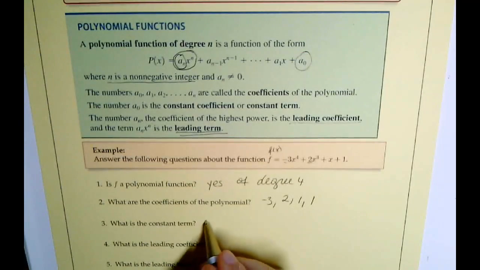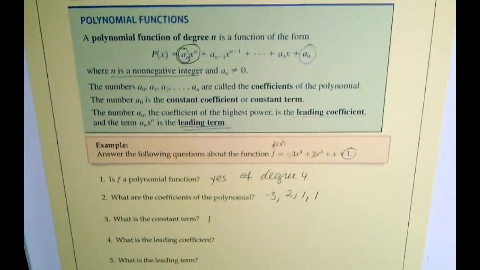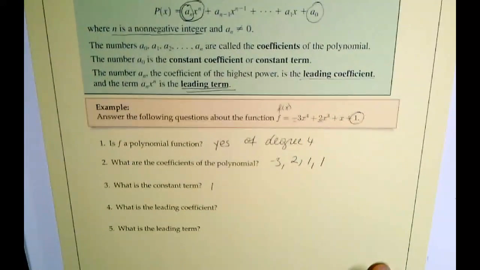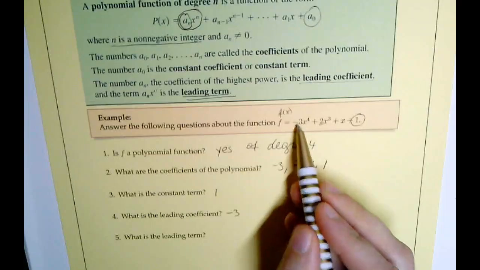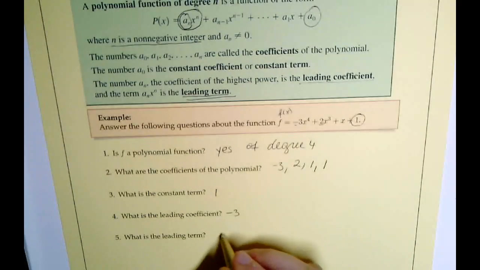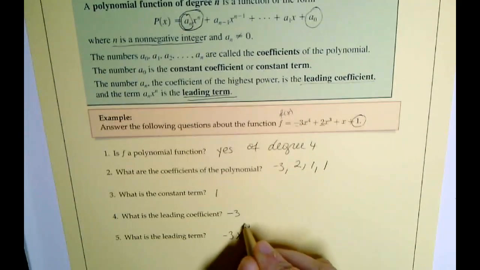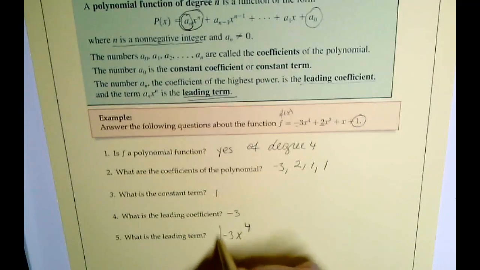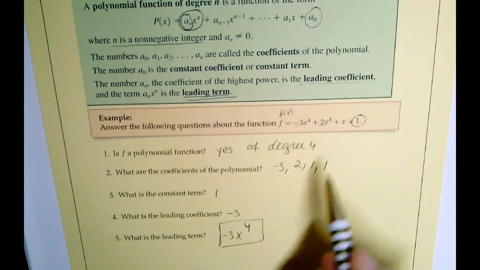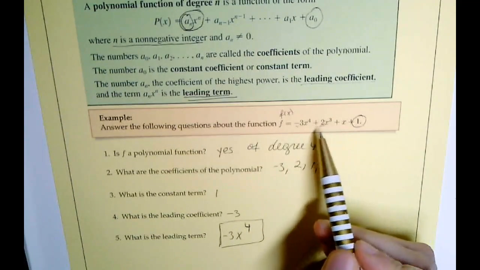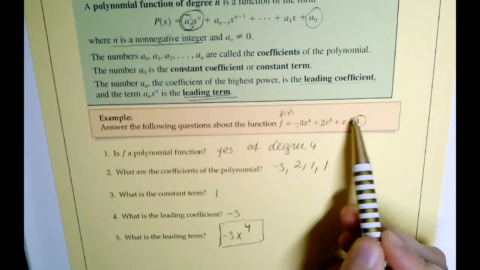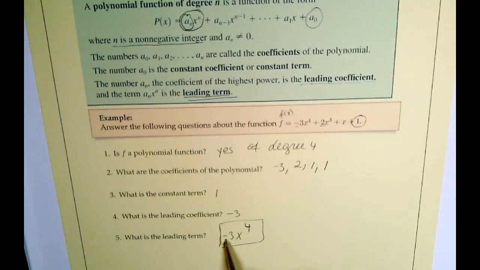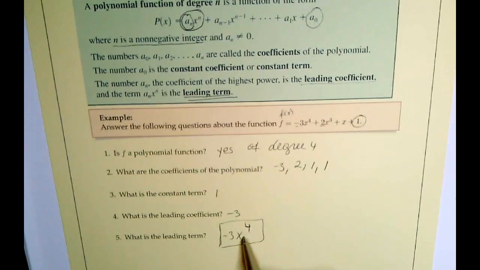So what is the constant term? It's 1. It's this one right here. What is the leading coefficient? The leading coefficient is -3 here. And what is the leading term? It's this whole thing, -3x to the 4th. The reason this is important is because this polynomial, -3x to the 4th plus 2x cubed plus x plus 1, is going to behave like -3x to the 4th in the long run.